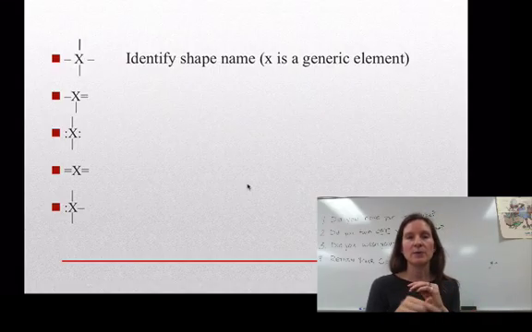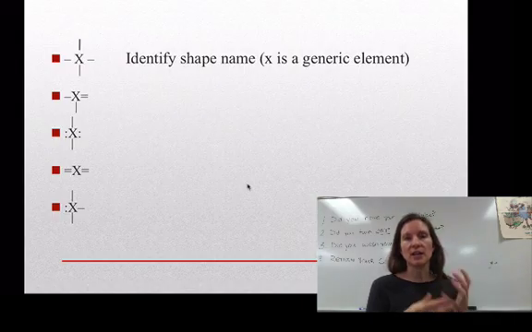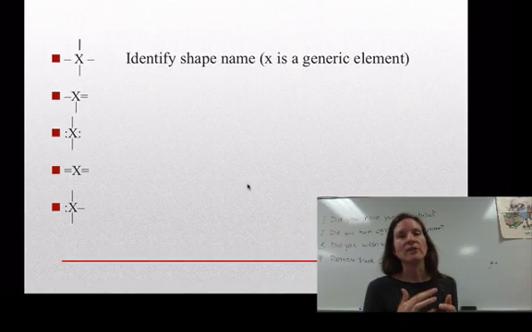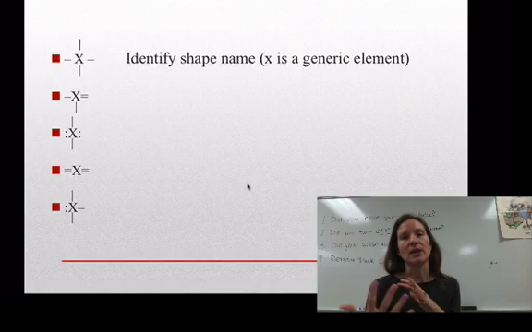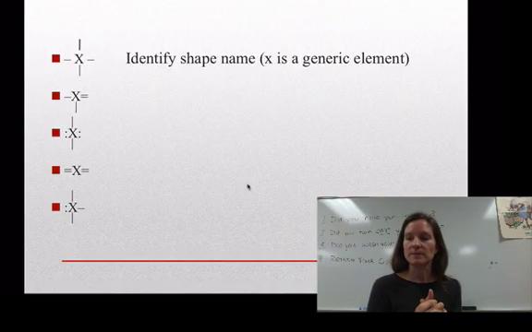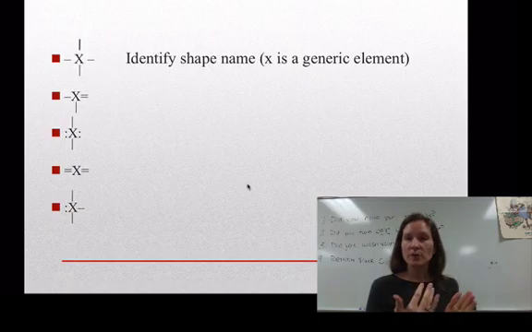Then the last one with 3 bonds to the center and 2 dots, that's trigonal pyramidal. Okay, anytime you have 3 bonds, it's trigonal. With no dots, it's planar. With dots, it's pyramidal.